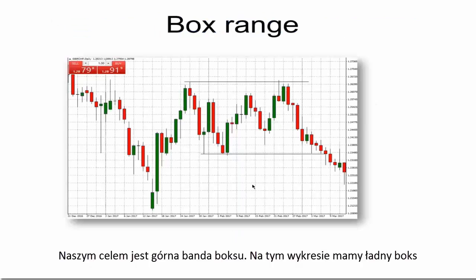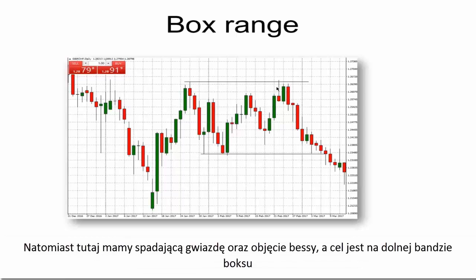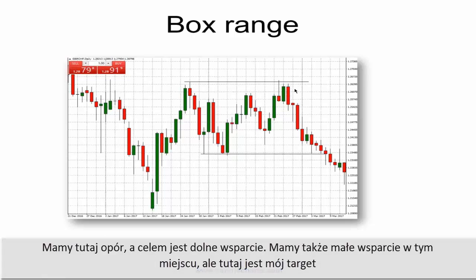So here, for example, nice box range. So here the market successfully tested the bottom end of the box range. And here it stalled. Where did it stall here? With a shooting star and a bearish engulfing pattern, right? So the target is the bottom end of the box range. Everybody see that? Here we have a failure of resistance, and my target would be over here. We might have a little minor support here, but this support is my target.